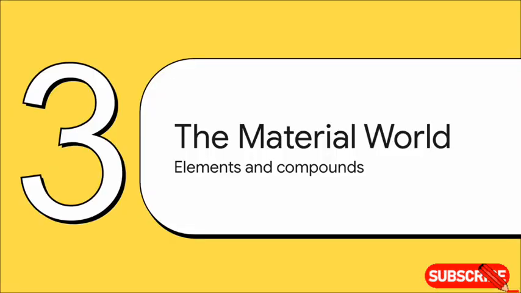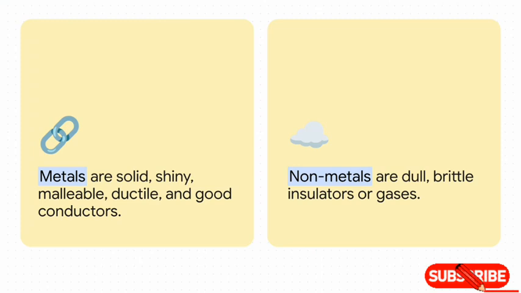Okay, let's drill down even further now. Section 3, Mastering the Material World, the elements and compounds that build our reality. Let's do a quick-fire comparison of our two major material players. On one side, we've got metals. These are your heavy-duty team players. They're solid at room temperature, shiny, malleable, meaning you can hammer them into sheets, ductile, so you can pull them into wires, and they are excellent conductors of heat and electricity.